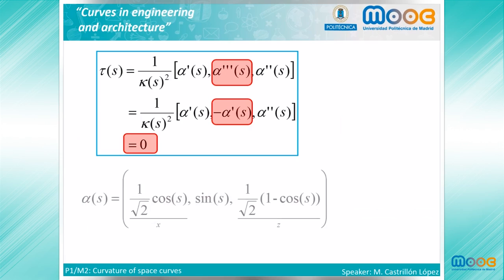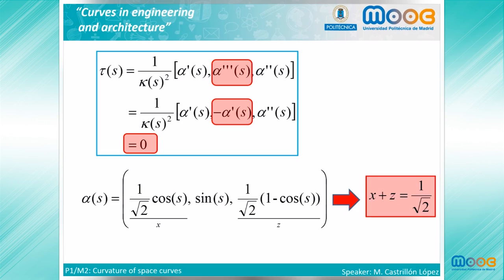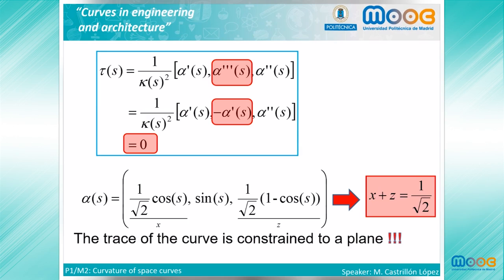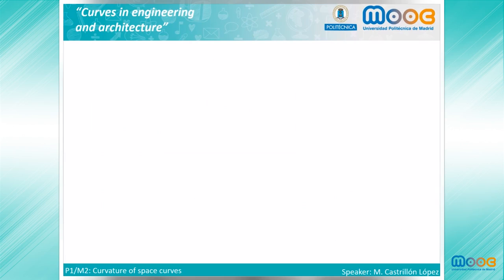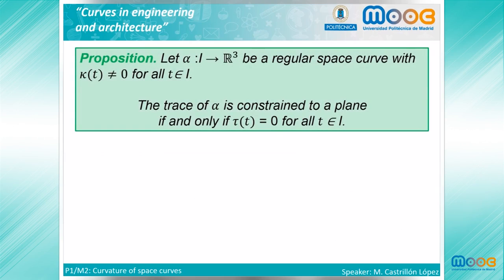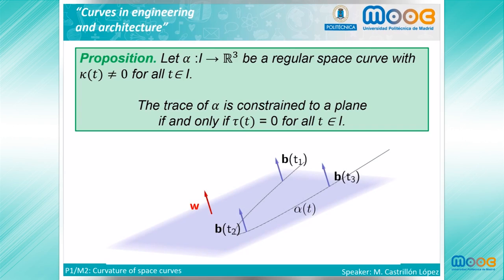Moreover, note that the x and z components of the parametrization satisfy the equation at the bottom of the screen. This equation is the equation of a plane, and then the trace of the curve is constrained to that plane, x plus z equals 1 over the square root of 2. In other words, the curve is constrained in a plane, and the torsion function identically vanishes. In fact, we are going to prove this general result. The trace of a curve is constrained to a plane if and only if the torsion function vanishes identically, or equivalently, the binormal vector is constant.